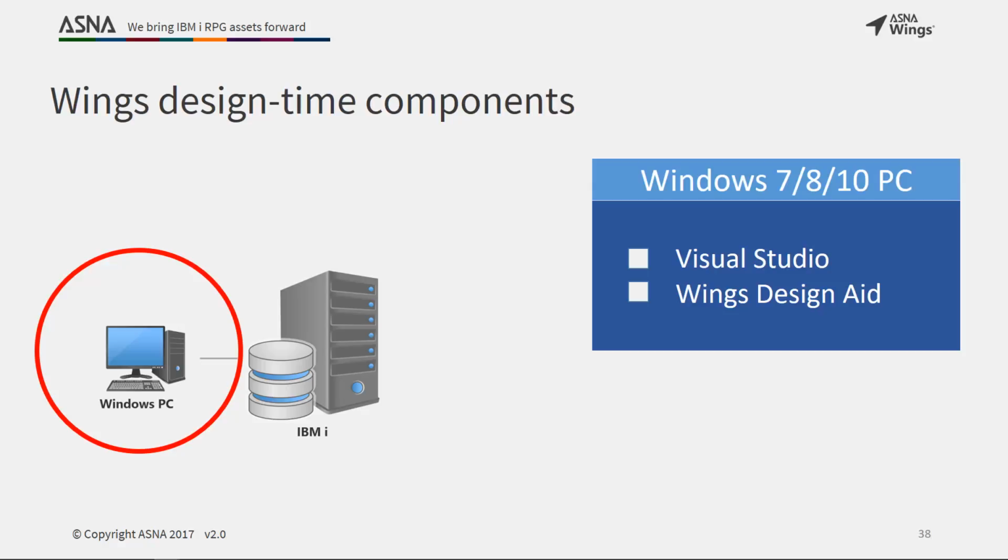On the PC, you'll need Visual Studio 2013 or 2015. You can use a commercial version or the Visual Studio 2015 Community Edition. This video was filmed on the cusp of the release of Visual Studio 2017. Wings will support Visual Studio 2017 after its general release. You'll also need the Wings Design Aid. This is a Wings component that snaps into Visual Studio. This is the component that provides the ability to import IBM I display files. You won't need a web server to do design time development and testing. During design time, Visual Studio's built-in web server is used to display your modernized IBM I app.